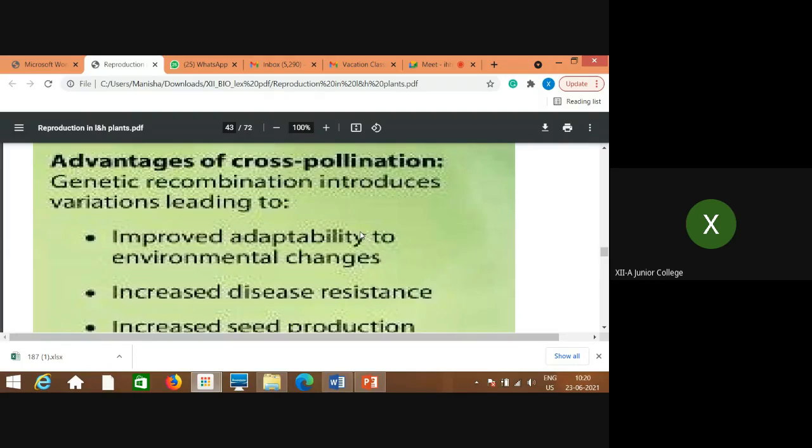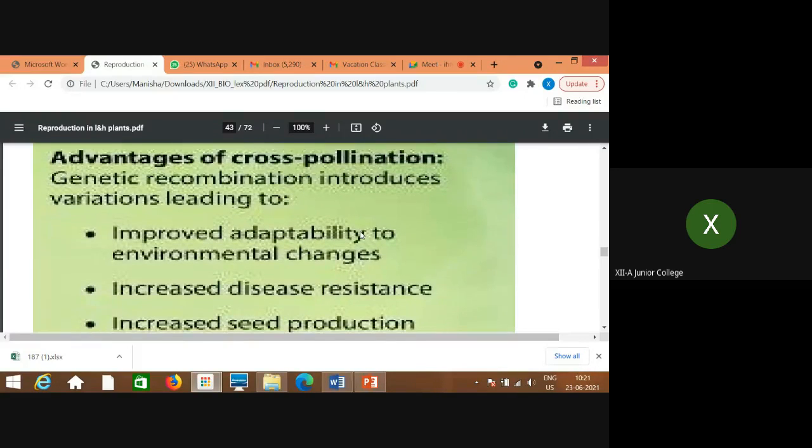But if you observe, there is a combination of genetic breeds, right? So genetic variation is obviously there, and those combinations introduce important things like improved adaptability to environmental changes. Though there is a drought, very heavy rain, or very high temperature, such environmental changes are adapted by cross-pollinated plants. And increased disease resistance. Obviously, as two different parents are combined, two different genetic characters are involved in that particular plant by this method, so disease resistance is also increased.